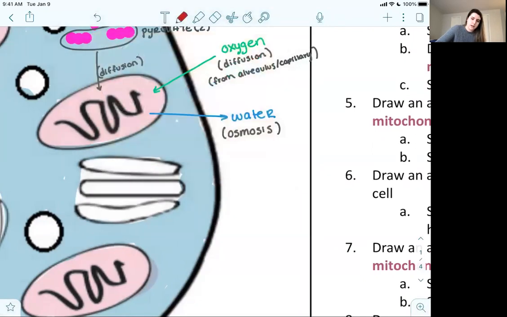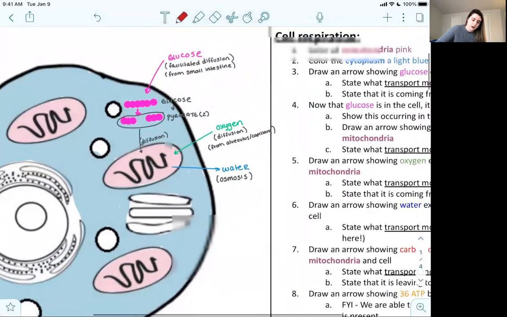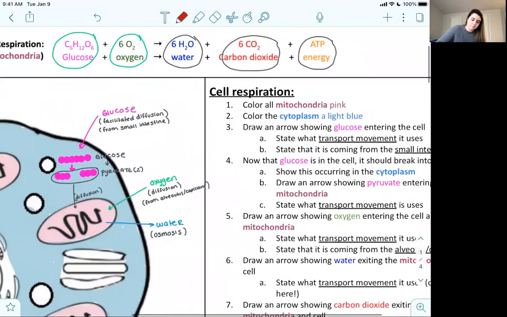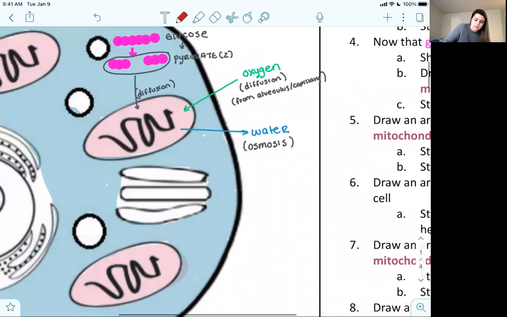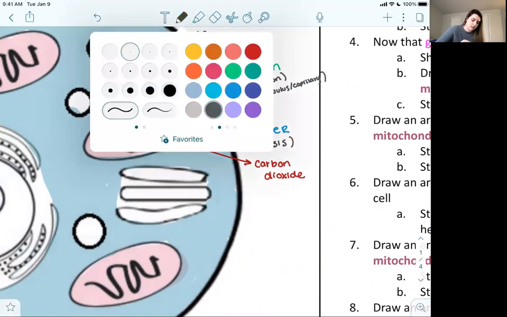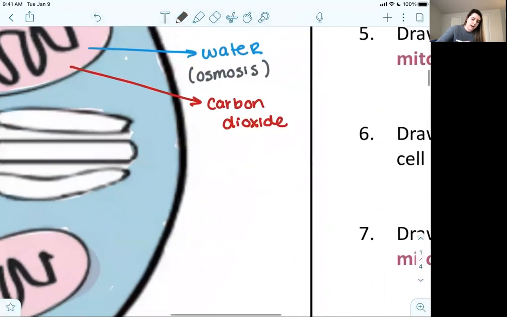And last but not least, we have to move our carbon dioxide. Our carbon dioxide is listed in red here. So carbon dioxide is going to leave that mitochondria. I'm going to draw my arrow outwards. Carbon dioxide. And step number 7 also asks me to tell what type of transport movement it uses and where it is going. So our carbon dioxide, again, uses diffusion.